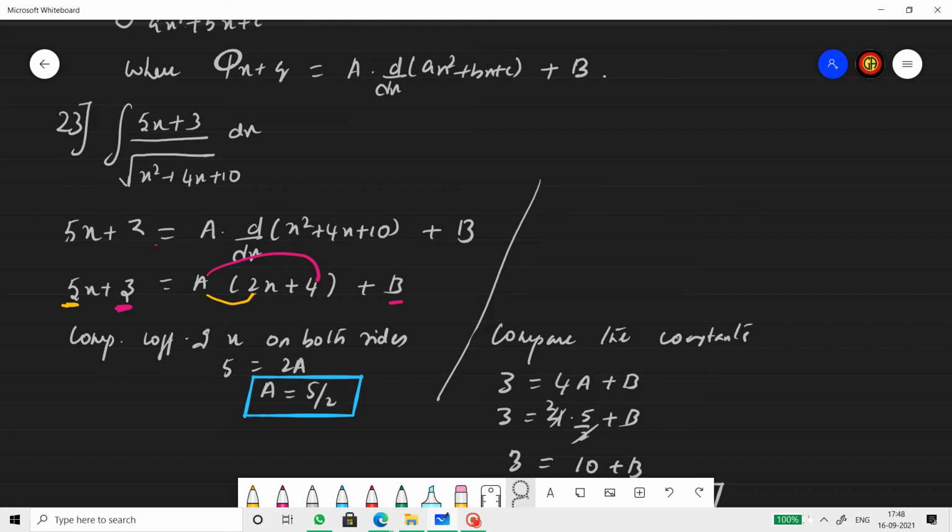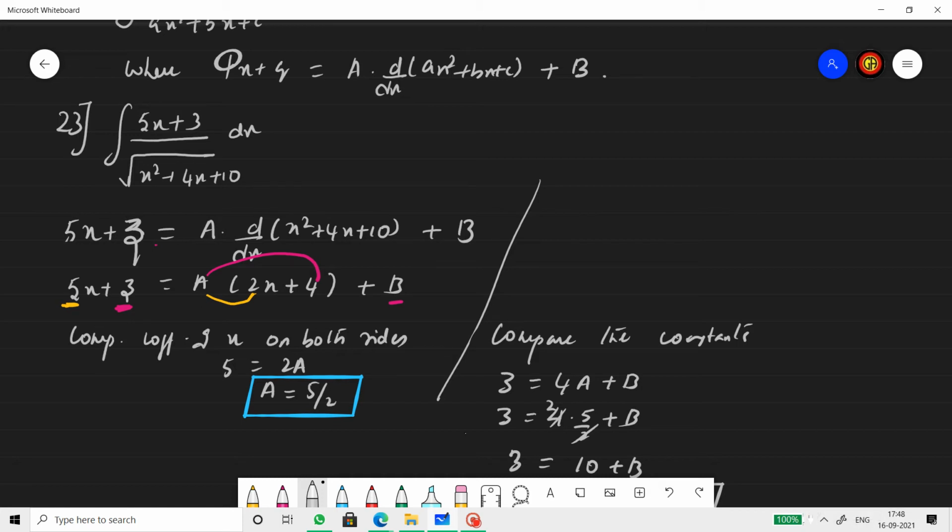Now I've taken question number 23. The numerator here is 5x plus 3, which is equal to a times the differentiation of x square plus 4x plus 10, plus b. When you differentiate this, you get 2x plus 4.